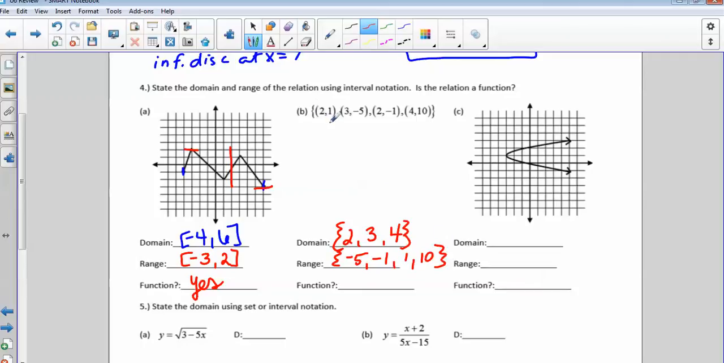To decide whether it's a function, you're looking to see if any x value repeats with different y values. Here I can see that an input of 2 gives you an output of 1, or it can give you an output of negative 1, and this is how I know that this one is not a function.